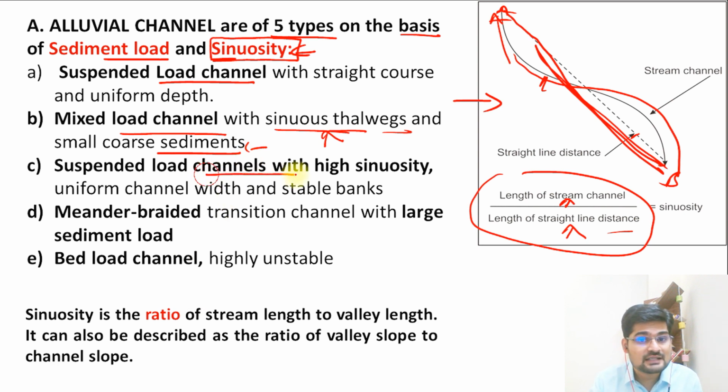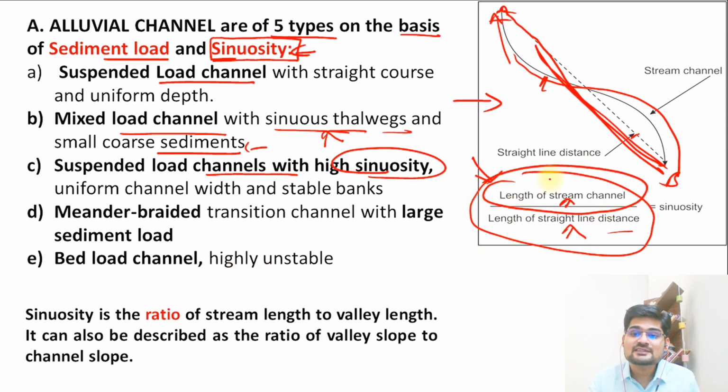Then suspended load channels, where high sinuosity is there. So if this ratio is more, it basically means that this numerator is more. That is the basic idea. So if this numerator part, that is the actual length of the channel, is greater, it means its sinuosity would be greater. Then further, meander braided transition.